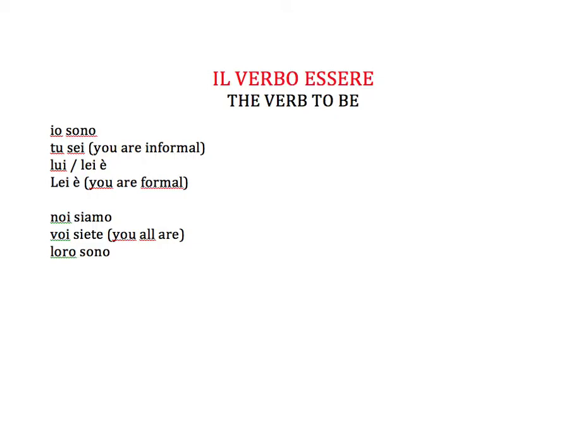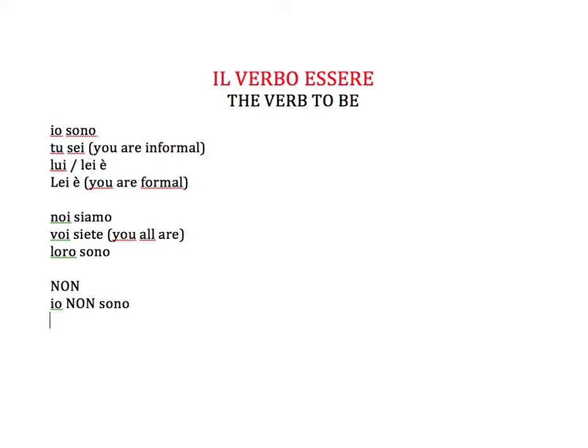Okay, now let's see the negative form. How do you make those forms negative? You use the negative word non and you place it just in front of the verb. So, for example, io sono means I am. So if you want to say I am not, you have to put non just in front of the verb sono. So io non sono.